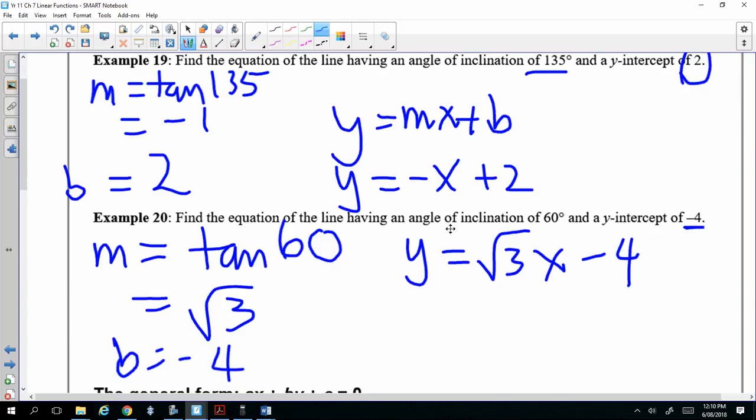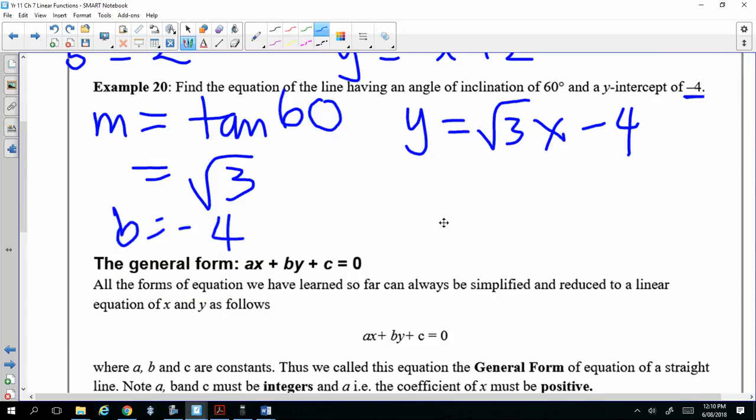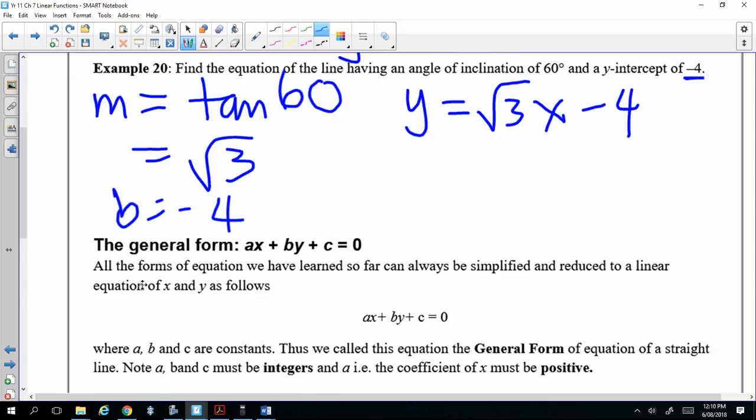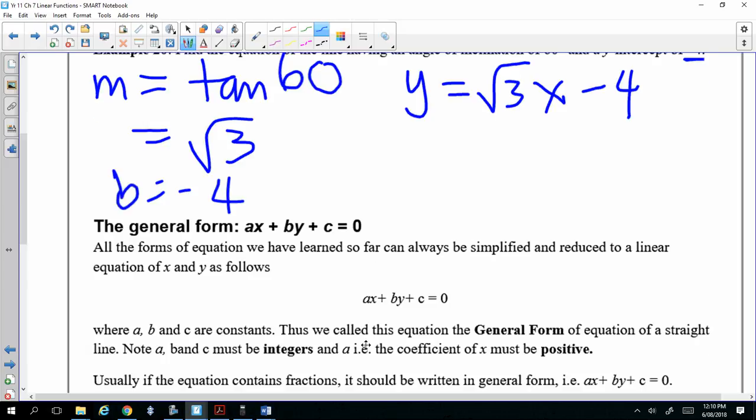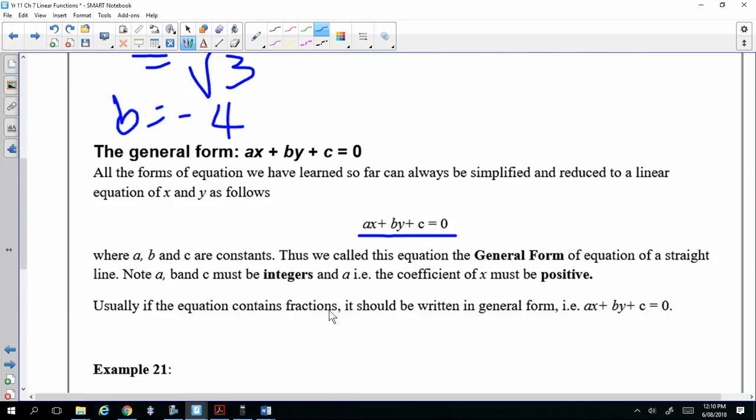Let's look at what that means. If you have it, that's very good. If not, then listen again. All the forms of equation learned so far can be simplified into this general form, okay? Where the x and y terms and the constant term are all on the left. We make sure that a, b and c are integers with the coefficient of x always made positive. So usually, if the equation contains fractions, it should be written in the general form. For example, write this in general form.